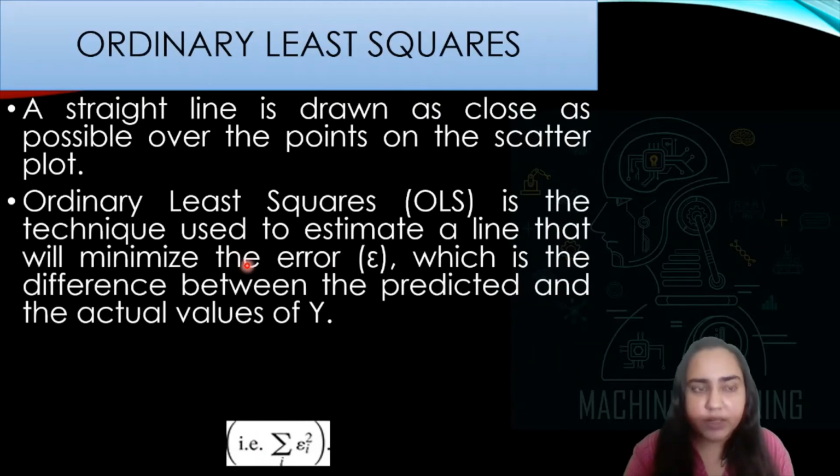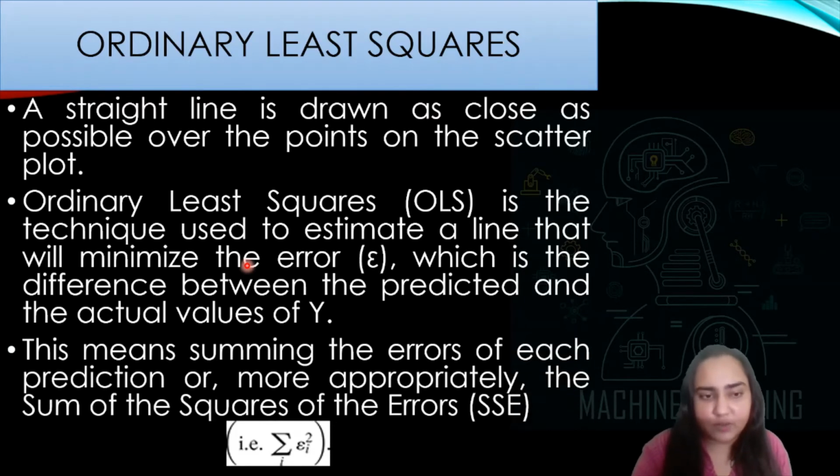Now, you always try to draw a straight line that is as close as possible to the points on a scatter plot, because we want to reduce the amount of error that is happening. So to reduce the amount of error, we have to use an algorithm or technique known as the ordinary least squares technique, which is denoted by OLS. And it will minimize this error epsilon, which is the distance or difference between the actual values of y and the predicted values of y.